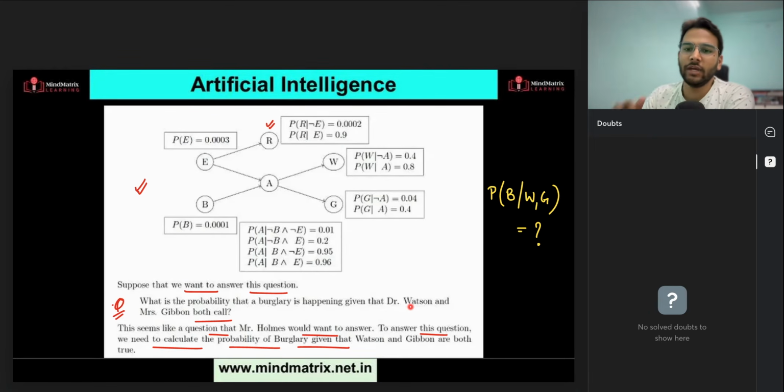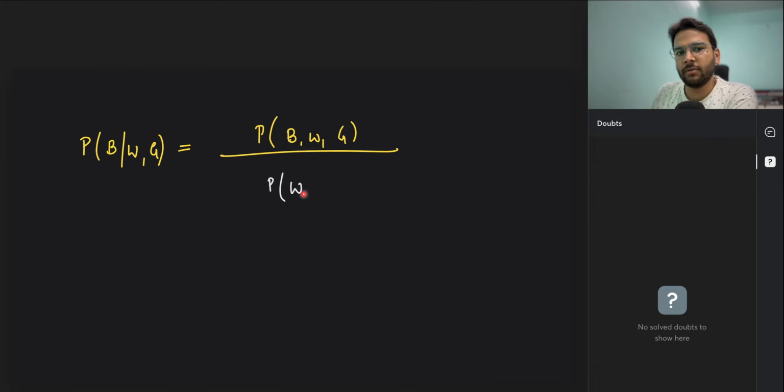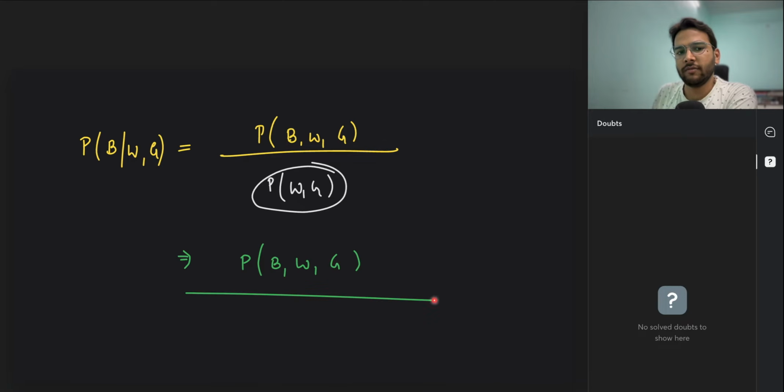Correct. Now you know how we can write this value. This value is nothing but the probability of B given W comma G. We can write this as the probability of B comma W comma G, and here it should be the probability of W comma G. This is nothing but the total probability. We already know this. So can I say this is the same as the probability of B comma W comma G divided by the probability of B comma W comma G plus the probability of not B comma W comma G? Yes or no? Is it clear or not?